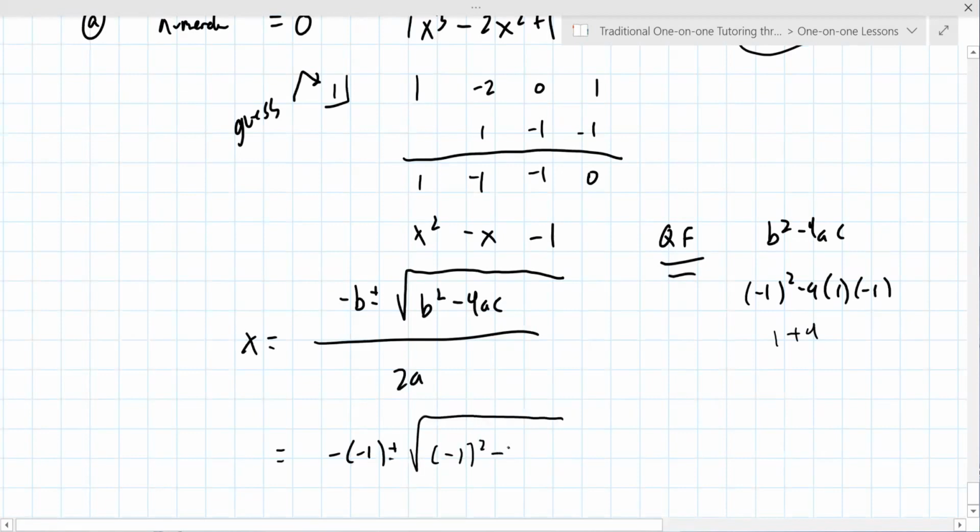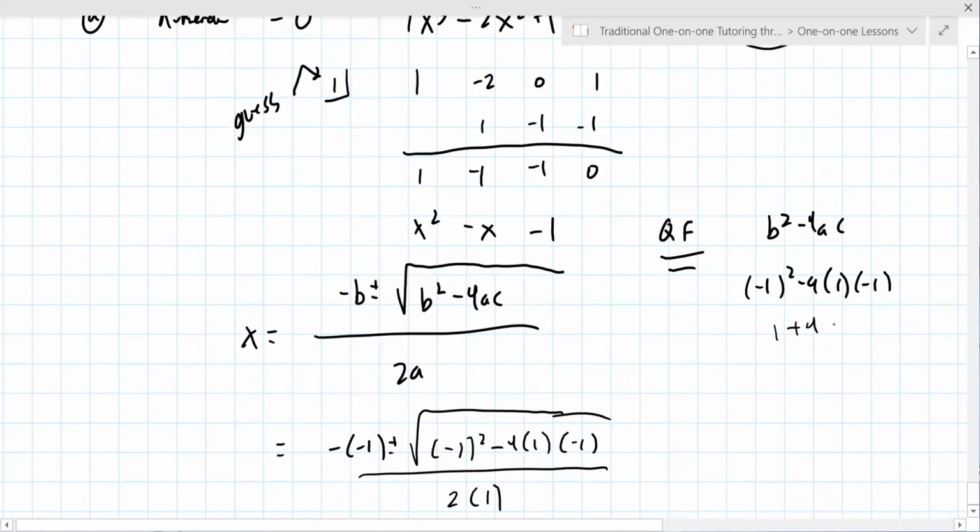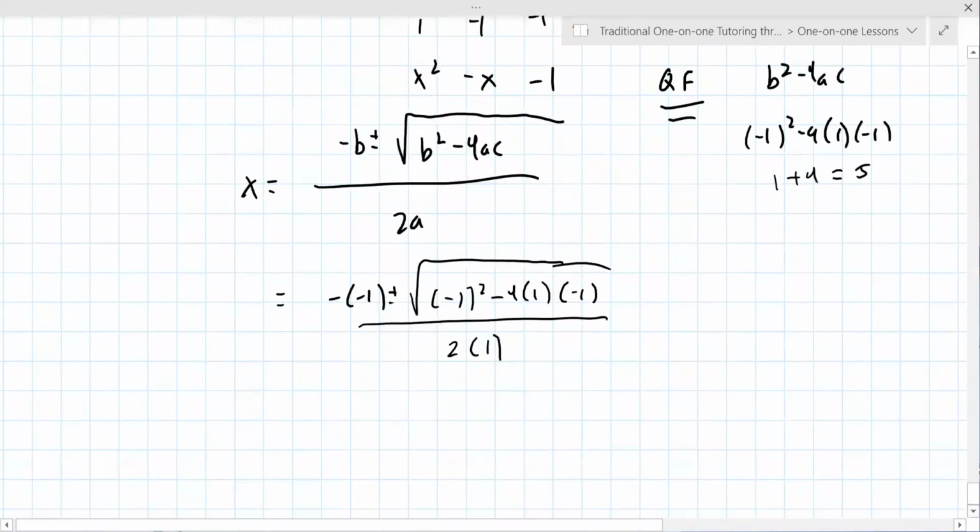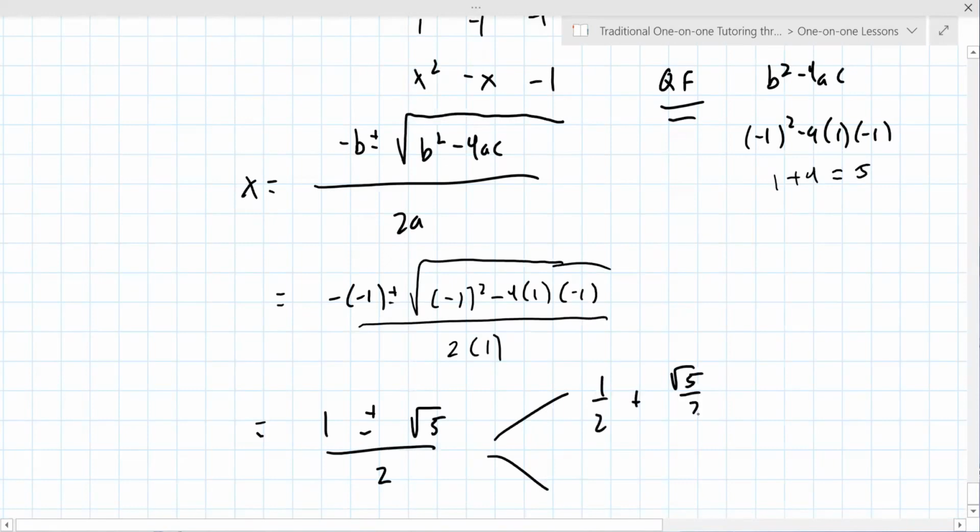Minus 1 squared is 4 times 2 times 1. All right, so the part inside I did up here, it ends up equaling 5. So you get 1 plus or minus the square root of 5 over 2. So that's 1/2 plus square root of 5 over 2, and 1/2 minus square root of 5 over 2. Okay.